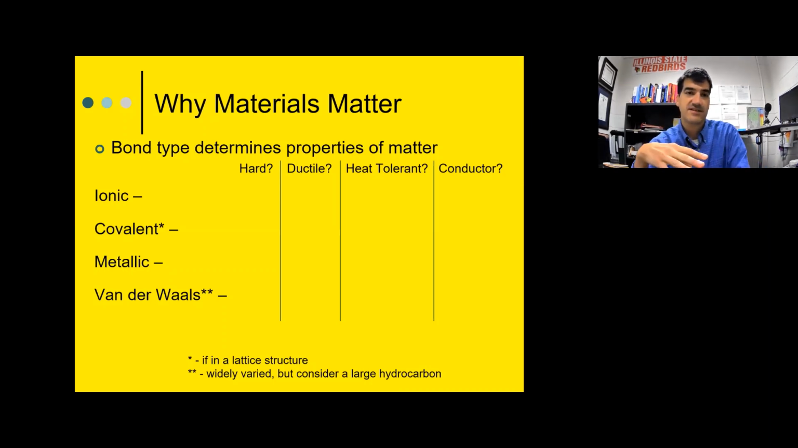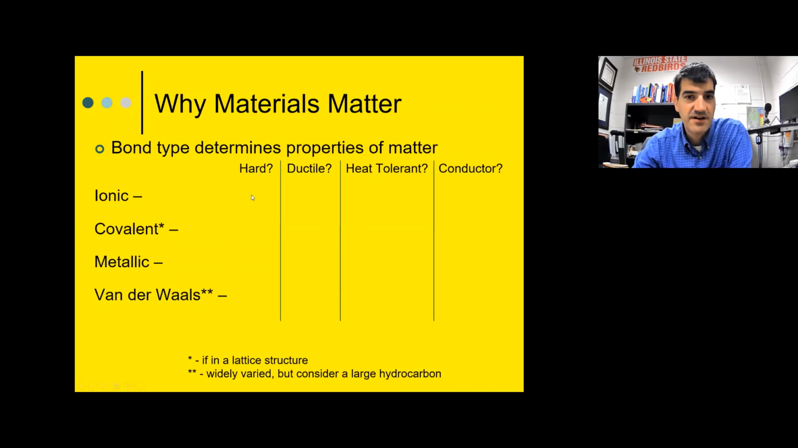Then think of a material held together with metallic bonds. And lastly, think of a material primarily held together with van der Waals forces or intermolecular bonds. For our purposes now, think of this last one as like a hydrocarbon, or maybe a polymer type of material with really long chains that are characterized by intermolecular forces. So for each one of these, think about whether these materials are hard, are they ductile, are they heat tolerant, and are they conductive?